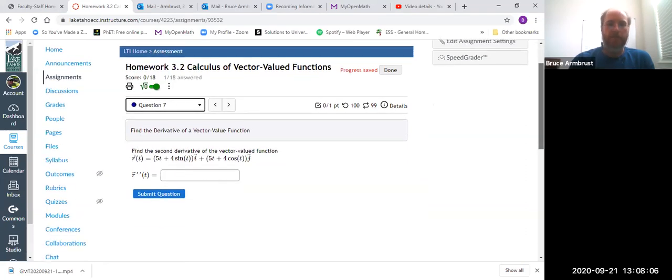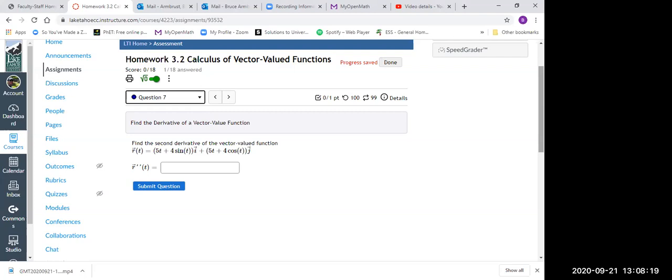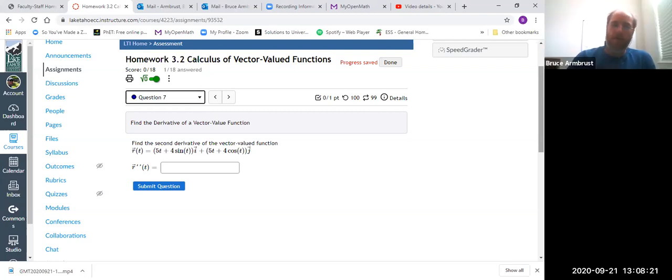So yours is going to at least look similar. This one says find the second derivative of the vector valued function. That just means we're going to differentiate twice. And so what we should get here is just the second derivative of each of these component functions.